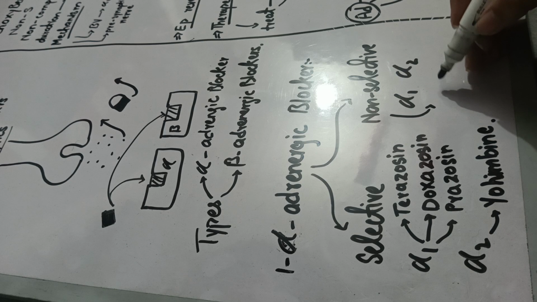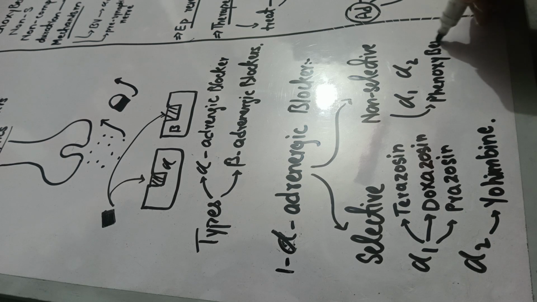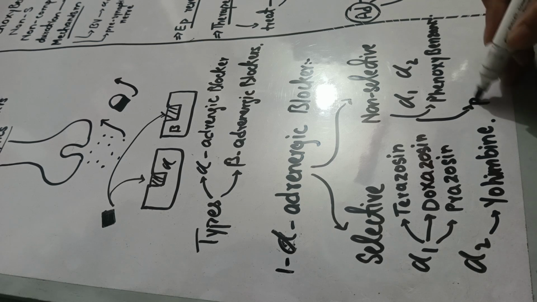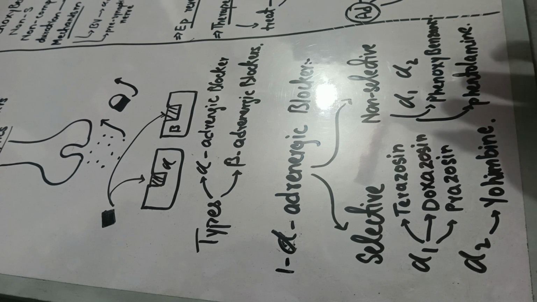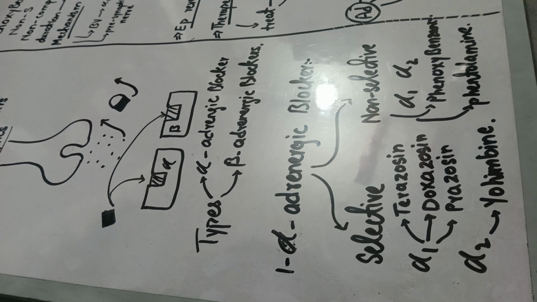First is phenoxybenzamine, and the next drug is phentolamine. So these are the two drugs which bind with both of the alpha receptors.